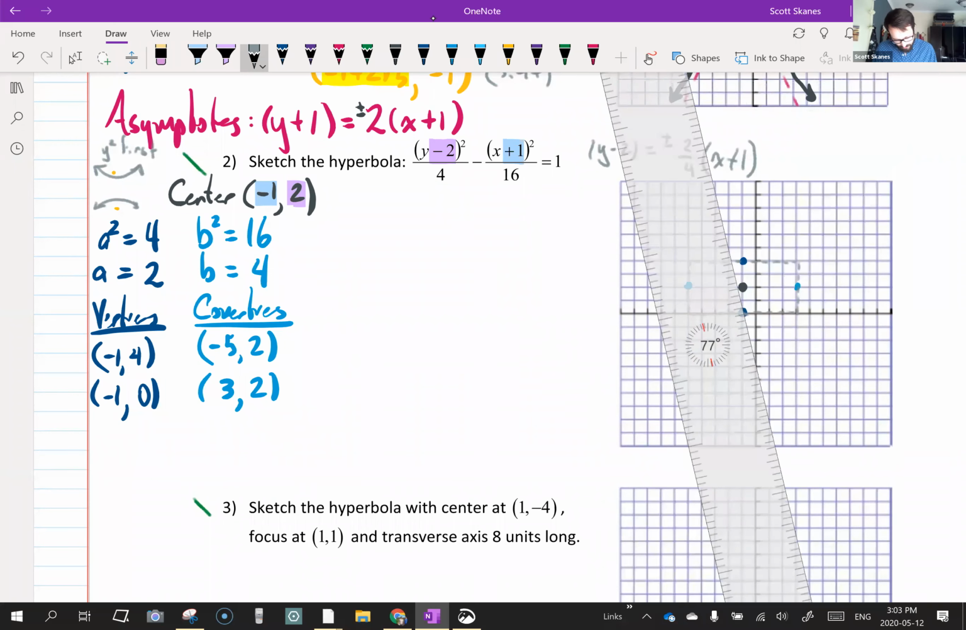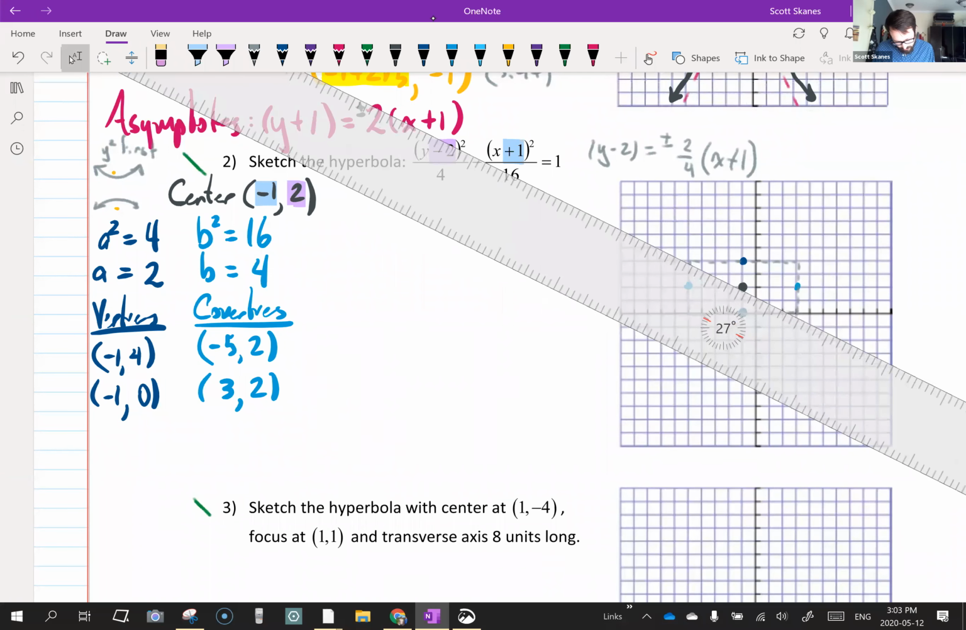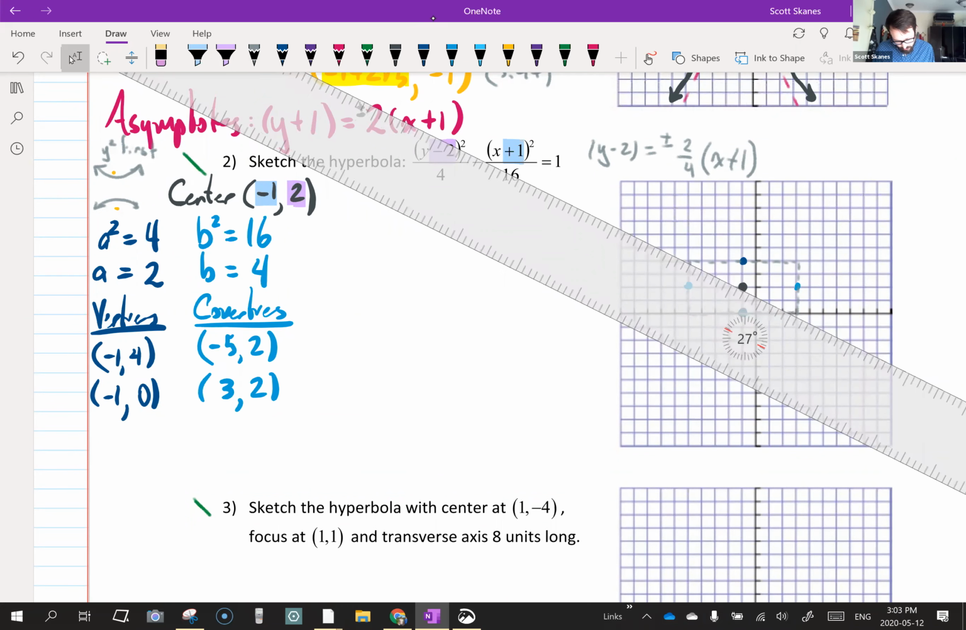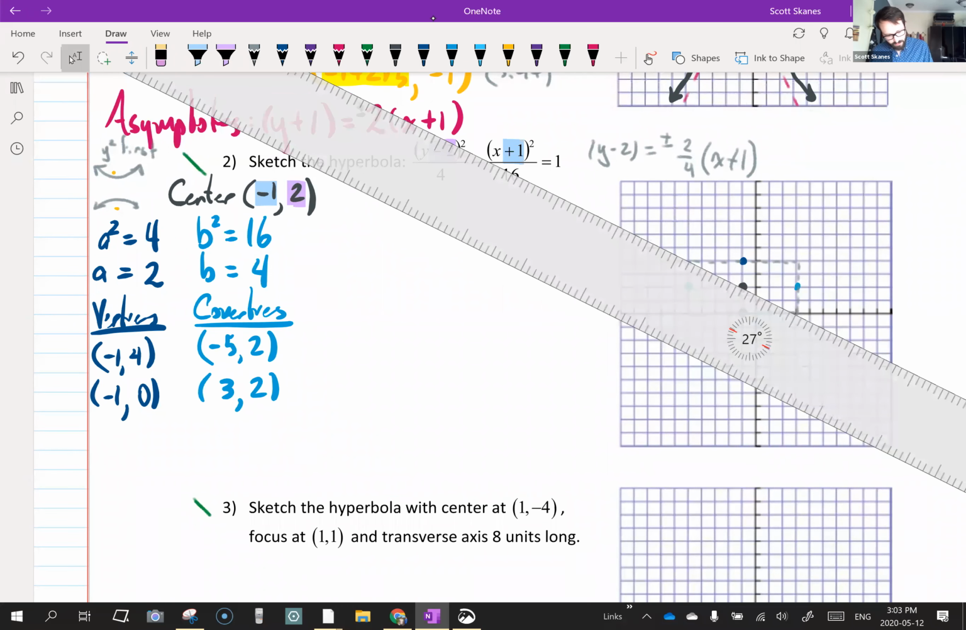Okay, let's make our asymptote. I'm doing the best I can. That looks close enough to me. Again, you should be using a ruler on your own page. That's why I'm modeling it here.